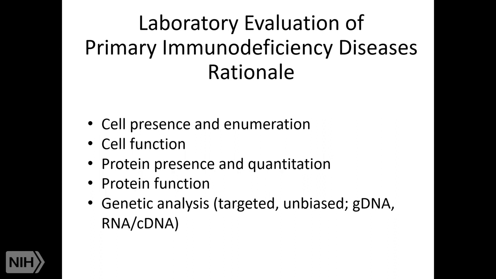But as a rule of thumb, as a rationale, this is the basis of how you study patients with PIDs. First, you look for cell presence and enumeration. That they are present is not enough. They have to be present in the right number according to the age. The same goes for cell function: just the presence is not enough. Presence always has to be coupled with function.